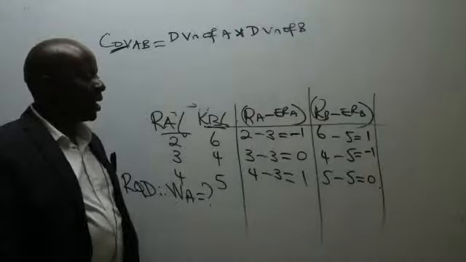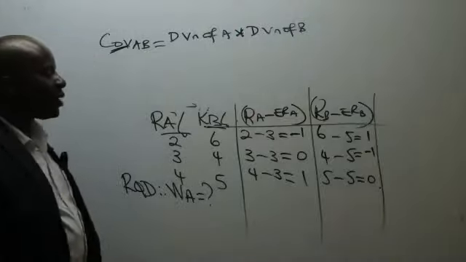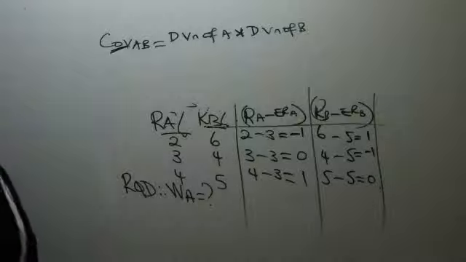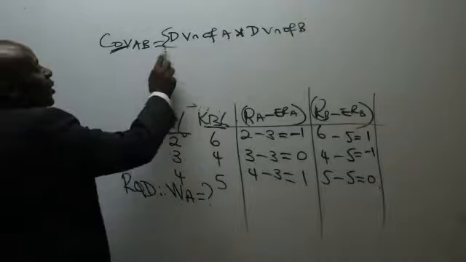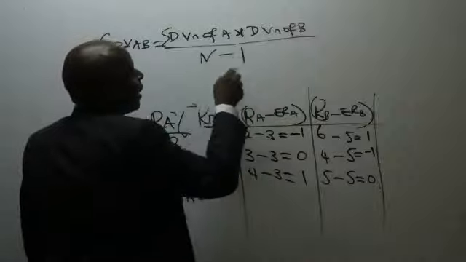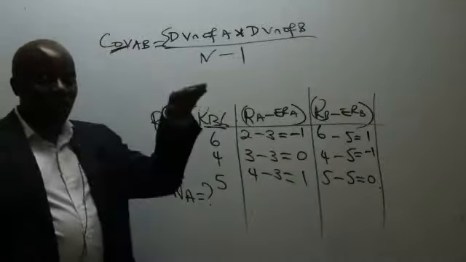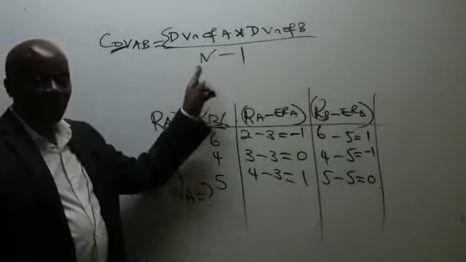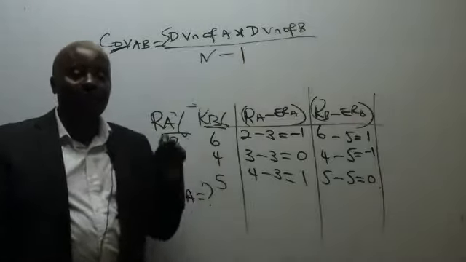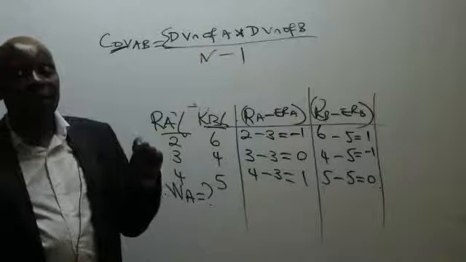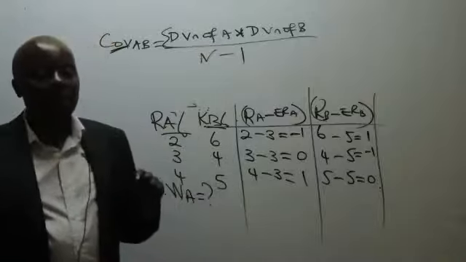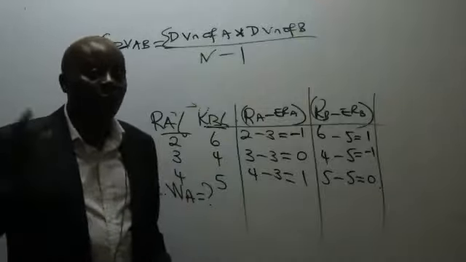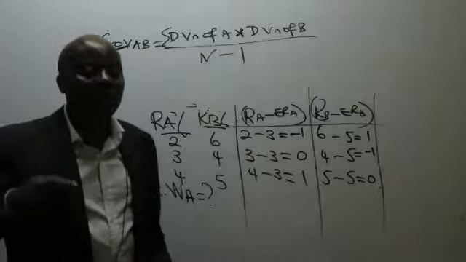Probabilities are not given. So whenever probabilities are not given, what should we do to average? We sum, and then we divide this by n minus 1. For the covariance and variances, we always divide by what here? N minus 1. We only divide by n alone when we are getting expected return. But any other subsequent formula to average, we divide by n minus 1.